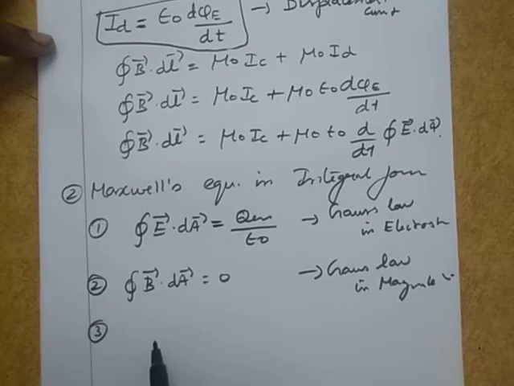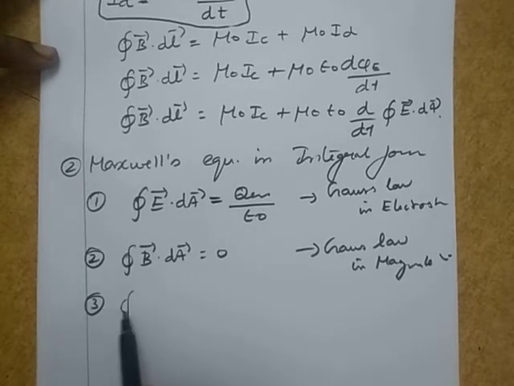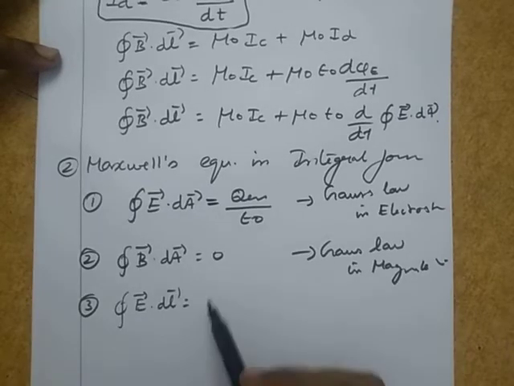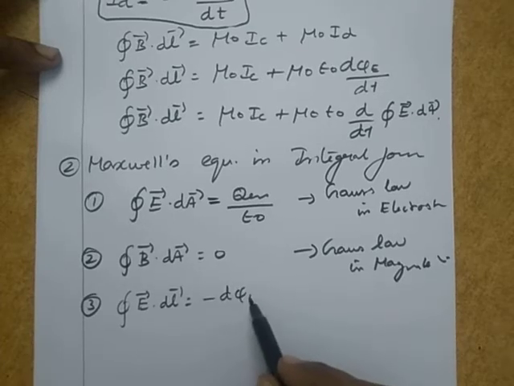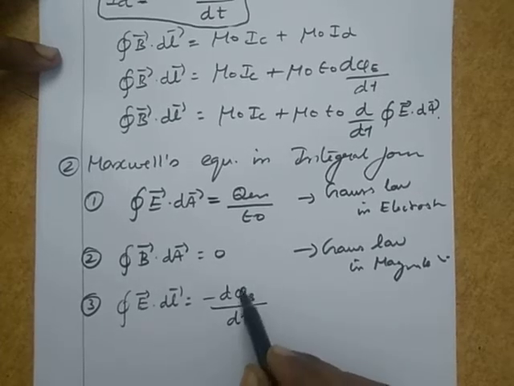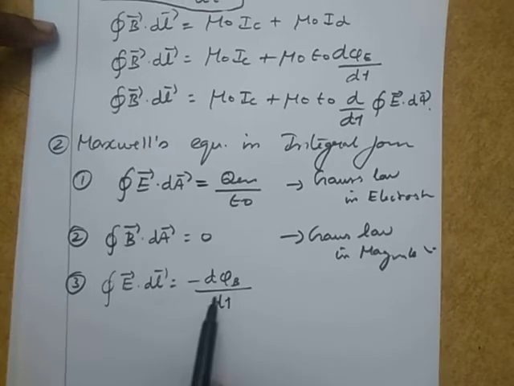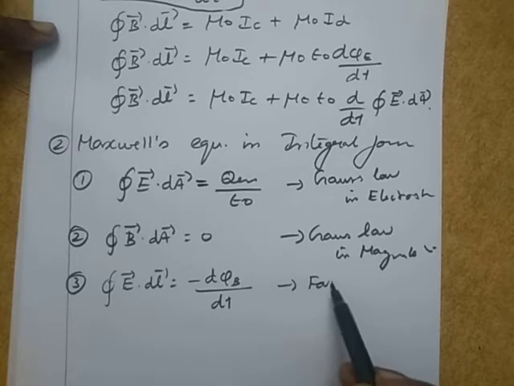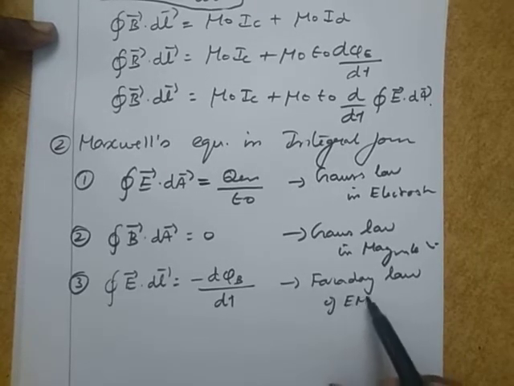The third one is Faraday law of electromagnetic induction. The closed integral of E vector dot dl vector is equal to minus d phi B by dt. The rate of change of magnetic flux for a closed loop induces an EMF. For a closed loop, when the flux changes, it will produce an induced EMF. That is Faraday law of electromagnetic induction.